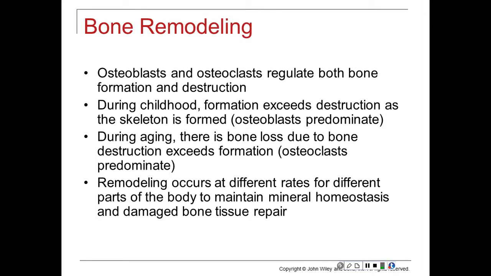This is why it's important to monitor your diet as you get older, because those osteoblasts are going to cease functioning, and osteoclast activity is going to be activated much quicker if you have a nutritional deficiency. Remodeling is going to occur at different rates for different parts of the body to help maintain homeostasis. So different bones are going to be more sensitive to thinning and remodeling. For instance, your skull bones are not going to remodel as quickly as, say, your hip bones or your femur, for example.